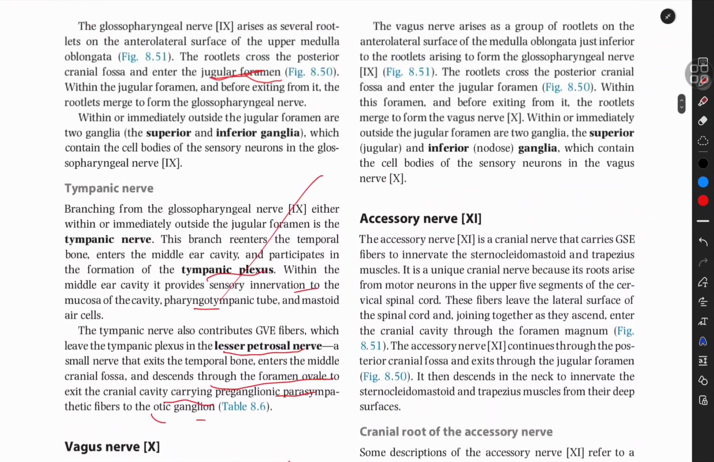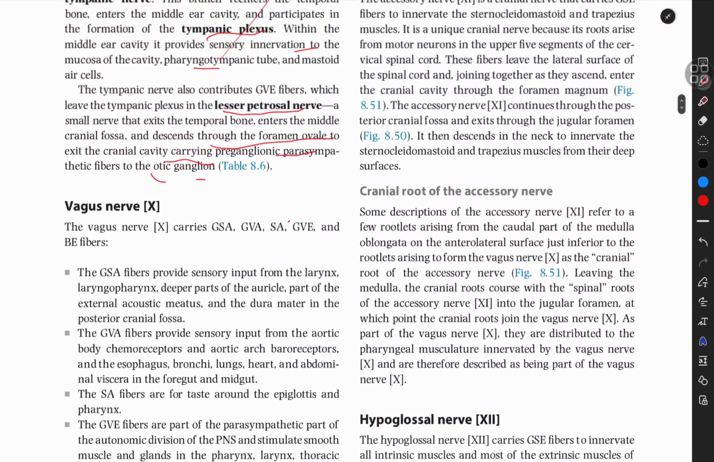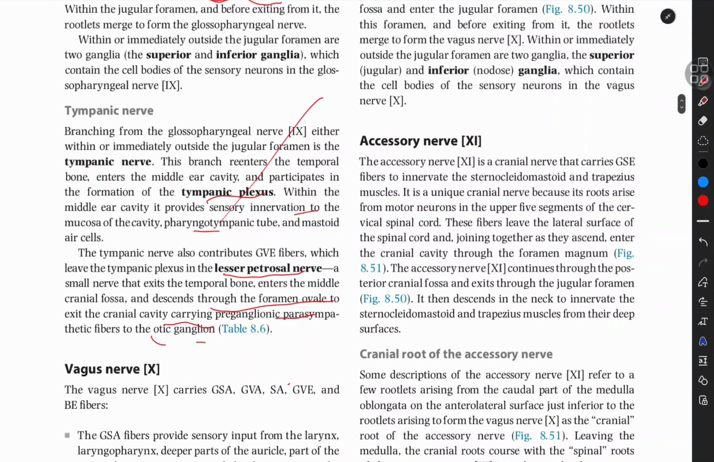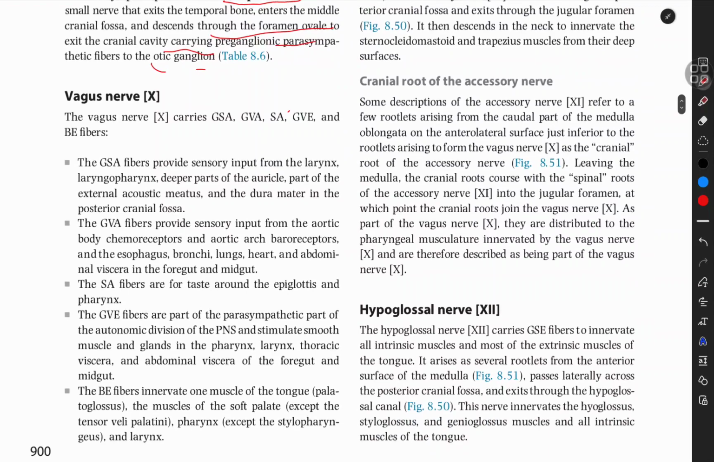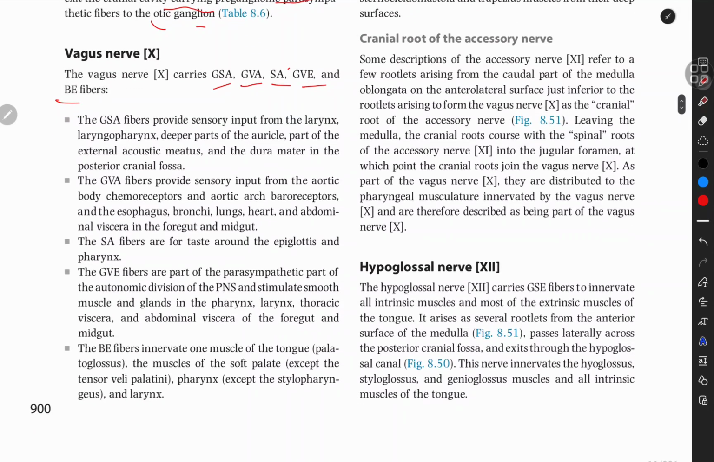The vagus nerve. Vagus nerve, cranial nerve 10, carries general somatic afferent, general visceral afferent, special visceral afferent, general visceral efferent, and branchial efferent fibers. General somatic afferent fibers provide sensory input from the larynx, laryngopharynx, deeper parts of the auricle, part of the external acoustic meatus, and the dura mater in the posterior cranial fossa.